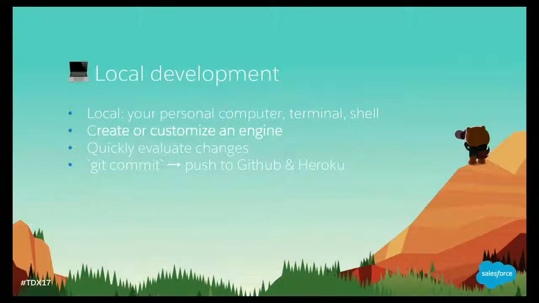And so what we have done is we want to help you be able to use your personal computer to create or customize an engine. The real value of this is that when it's running on your local computer and not Heroku, you can quickly iterate. You can make a change to the code, do a rebuild, and, depending on the type of change you've made, in under a minute you can actually evaluate your changes and see how it's working. Once you've made some changes, you do a git commit, and then you can push to GitHub or Heroku, depending upon how your deployment is set up.